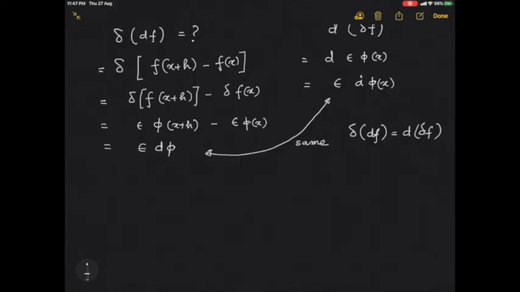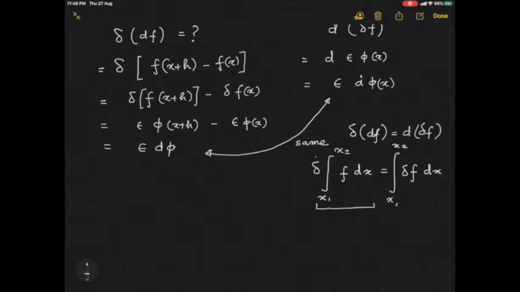Now I'll not prove, but leave it for you to prove. You can use the exact same arguments to show that these two integrals are also same if we calculate them over the same path. These two will be very useful for us.